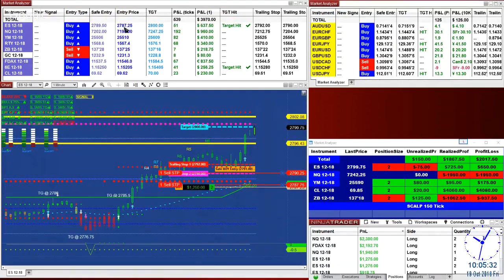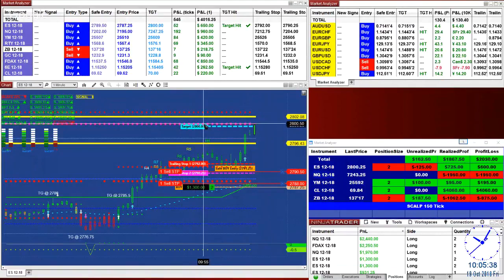As an example, we have an entry price of 27.8725, and the target is 2800. We just hit the target, and it shows it hit the target. And then we got 52 ticks on this one here.